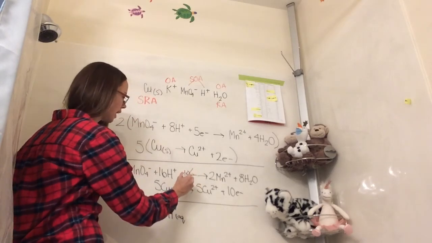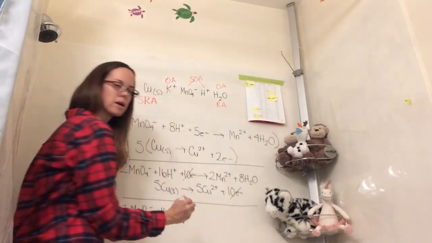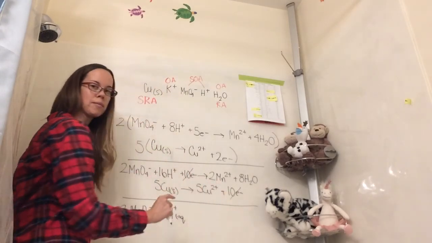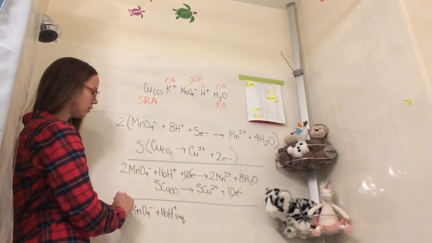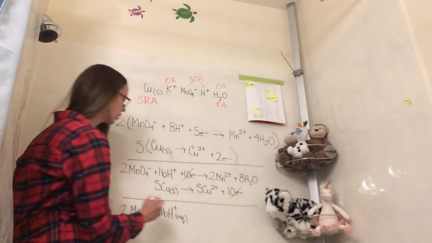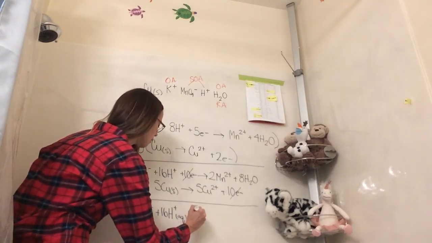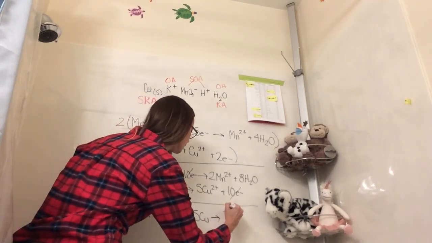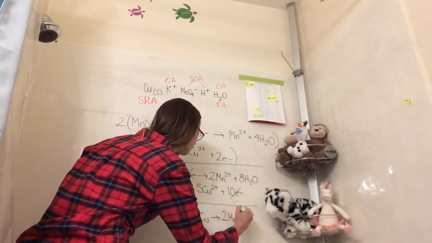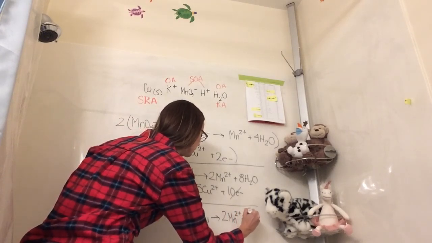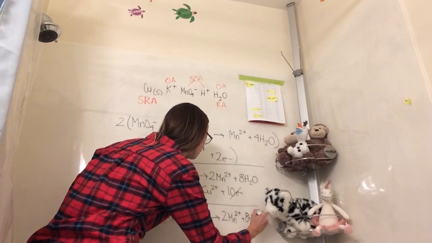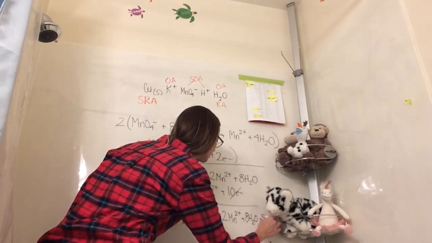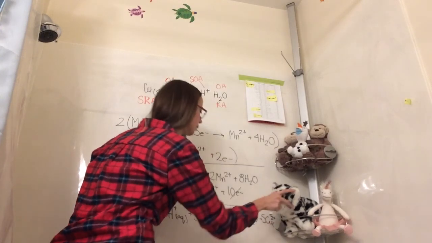My 10 electrons on my left-hand side cancel out my 10 electrons on my right-hand side. So I have electrons as both reactants and products. They are the same number. That's how I know that I can balance these two together, and I'm going to cancel out my electrons because they're the same on each side. My last reactant is my 5 copper. It produces 2 Mn2 positive plus 8 H2O plus 5 copper ions.